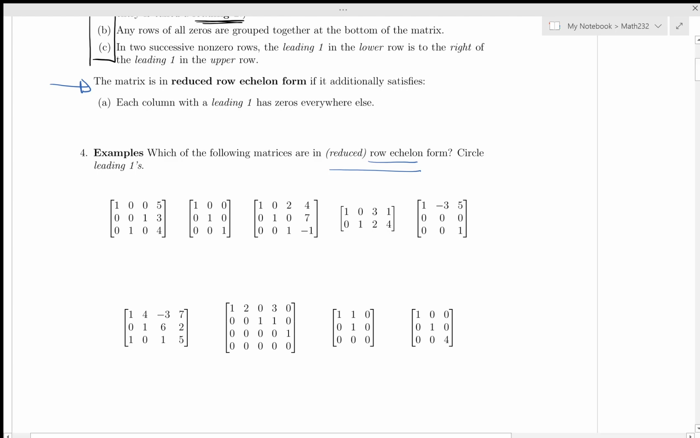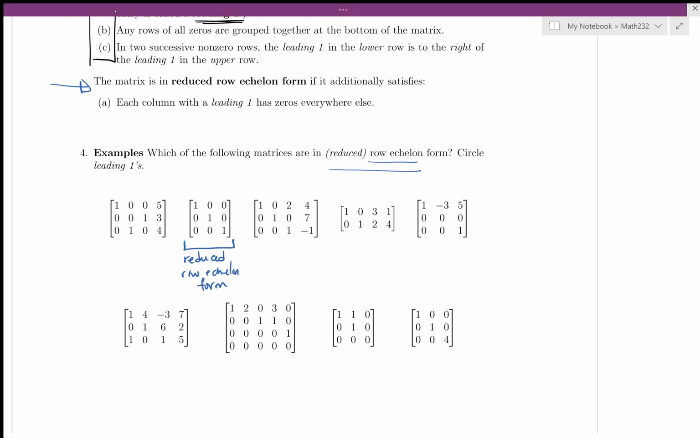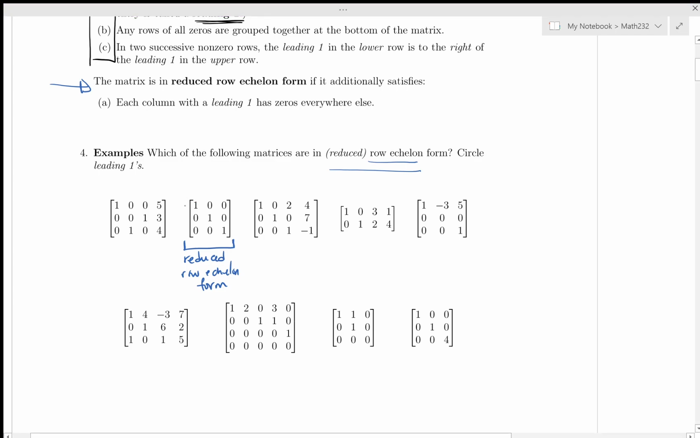Okay, I'm going to go through them. I don't know if I'm going to do it exactly in order, because some are more obvious than others. So I'll start with this matrix right here. This is actually a very important matrix: an identity matrix, and it is in reduced row echelon form. So I'm going to write below here, it's in reduced row echelon form. There is a leading one. Let me circle the leading ones. Those are the leading ones on each row.